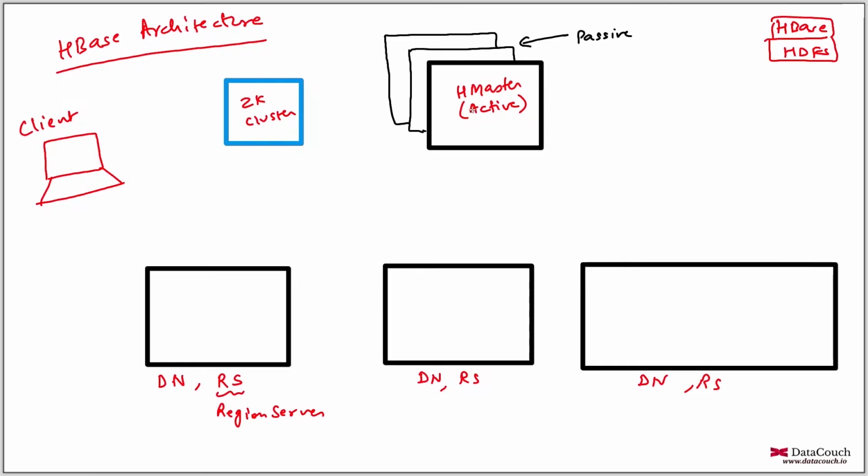All three will compete with each other and try to get the role of active HBase master. So it will go to zookeeper and try to create a directory in zookeeper. Whichever HMaster succeeds in creating a directory in zookeeper will get the role of HBase master. So there will be only one HBase master active, right? The other two will be passive, right? So 3 I have shown, but it can be more also, but 3 usually are fine for production systems.